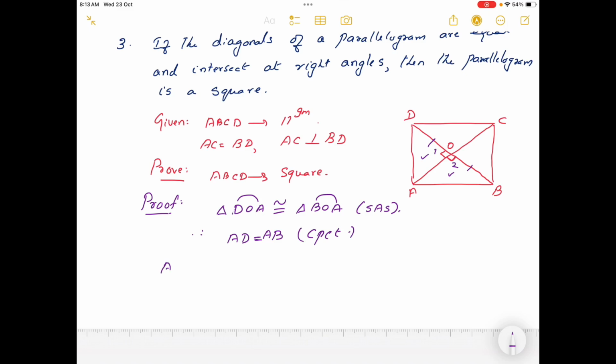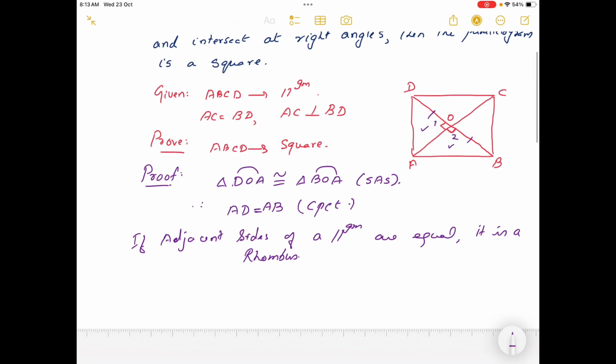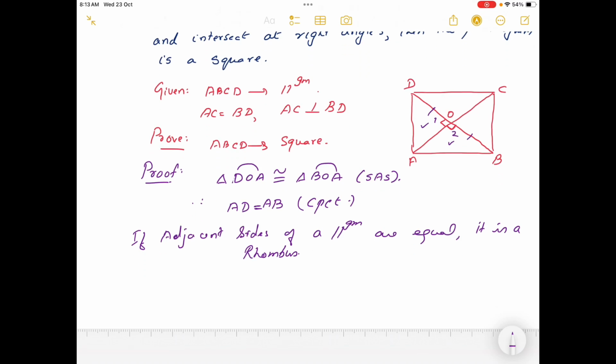So if adjacent sides of a parallelogram are equal, then it is a rhombus. Now, we will prove the angles at the vertices are 90 degrees.